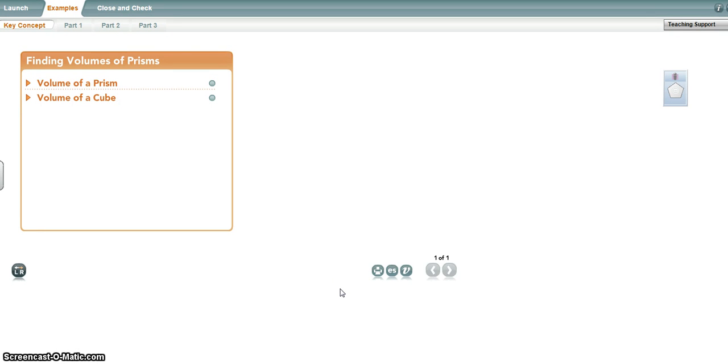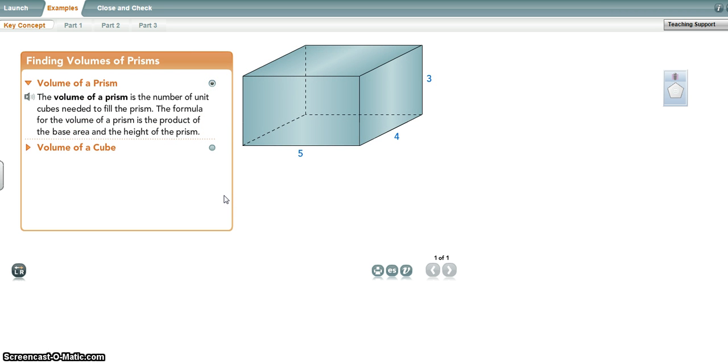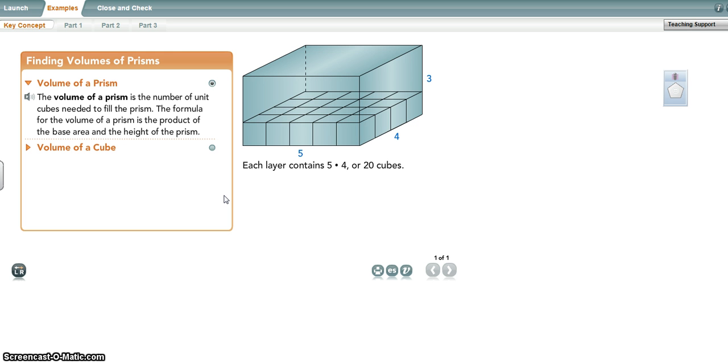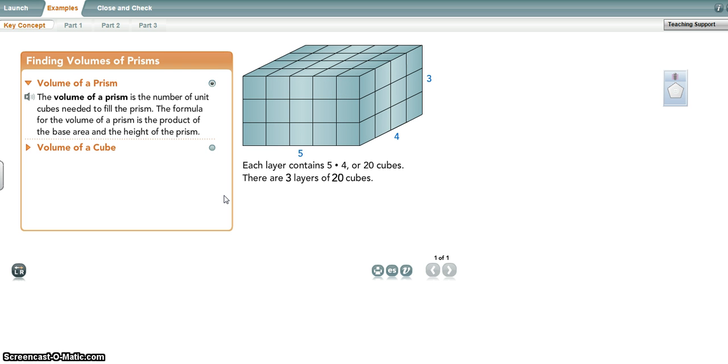Hi, this lesson is about the volume of right prisms. You can determine the volume of a prism by finding out how many unit cubes it takes to fill it. Each layer contains 5 times 4, or 20 cubes. There are 3 layers of 20 cubes. So the volume of the prism is 3 times 20, or 60 cubic units.